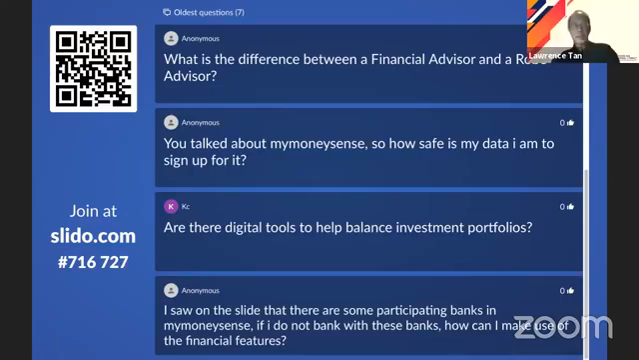Okay, yeah. So I think to me it's a comfort factor that this is using the same government integrity system that protects our data, from our CPF to stuff like that. So I think there is a lot of comfort there. Okay. Good. Next question. Are there digital tools to help balance investment portfolios?